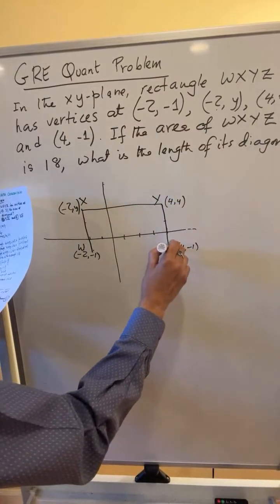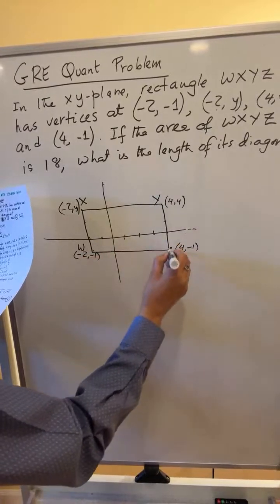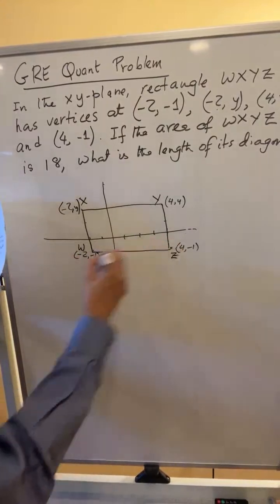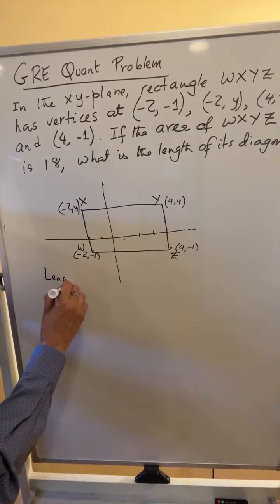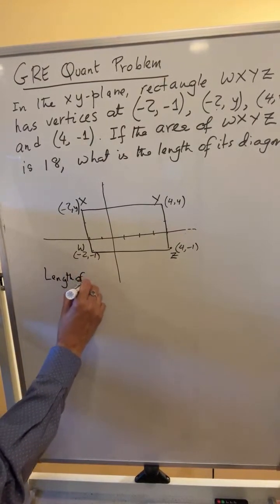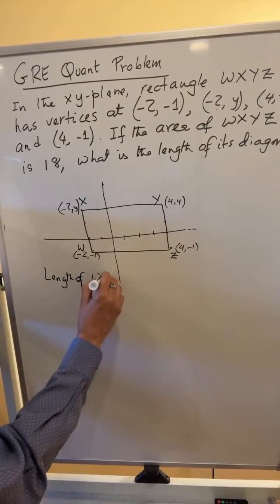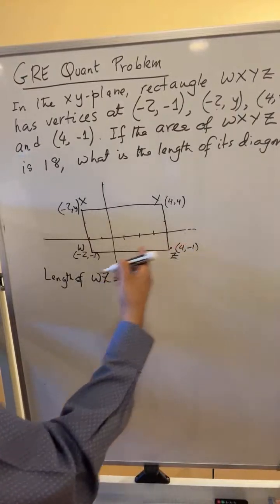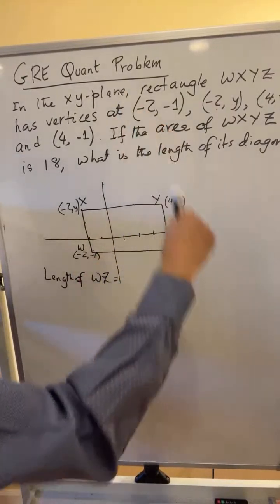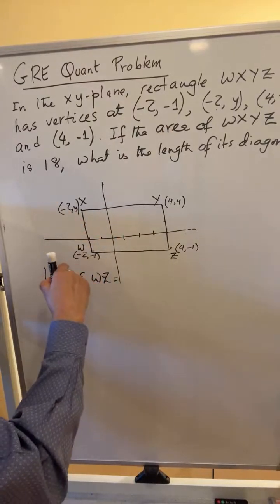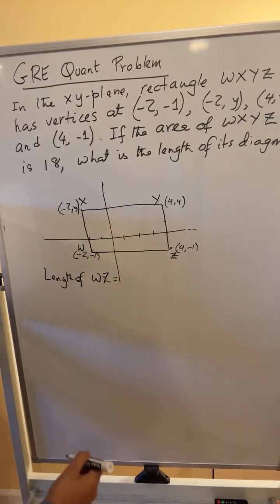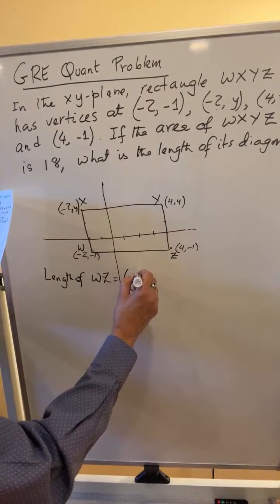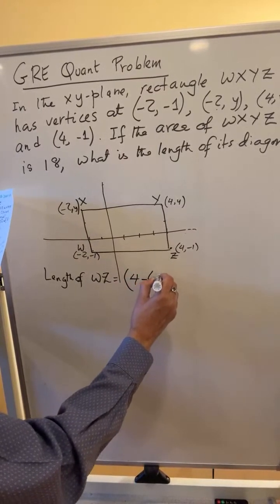WXYZ. Okay. Now, what is the length of WZ? Okay. And that is equal to, because they have the same y coordinates, -1, they're 1 unit down from the origin. So the difference of their x will give us the length, which is the difference in their x coordinate, which is 4 minus (-2).